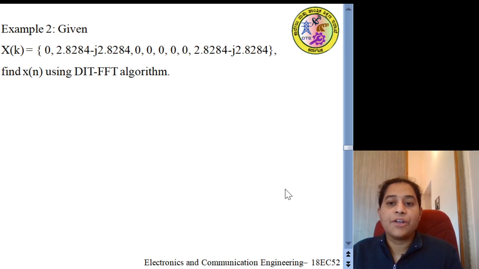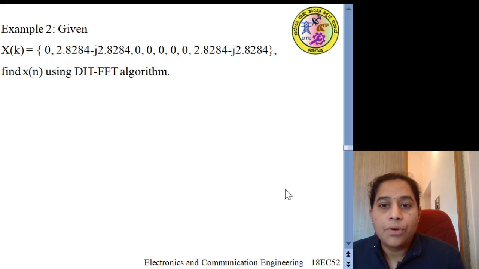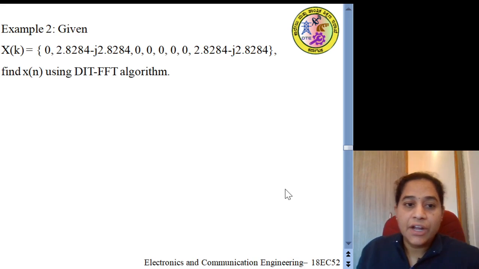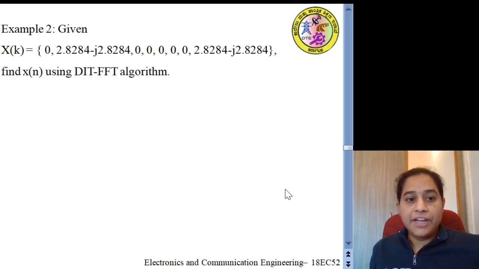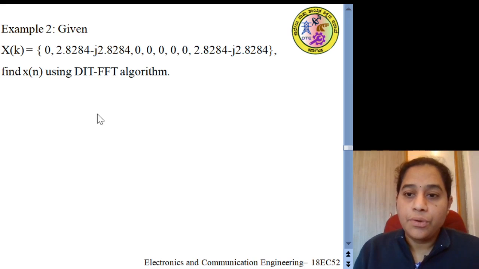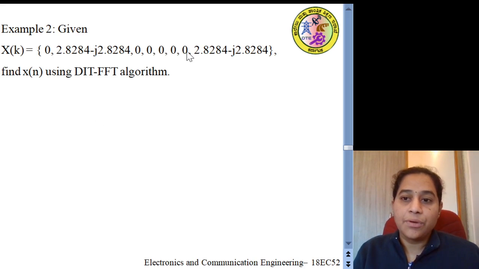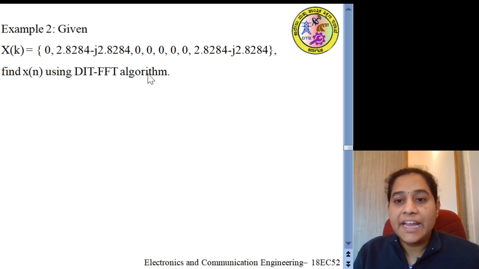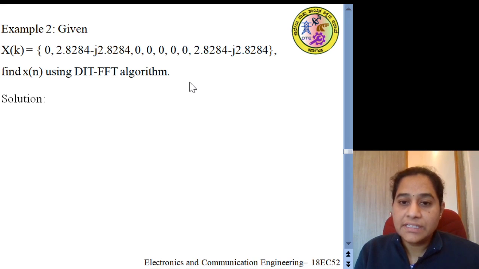X of k is equal to 0, 2.8284 minus j 2.8284, 0, 0, 0, 0, 0, 2.8284 minus j 2.8284, and we have to find x of n using the DIT FFT algorithm. So now let us solve this.